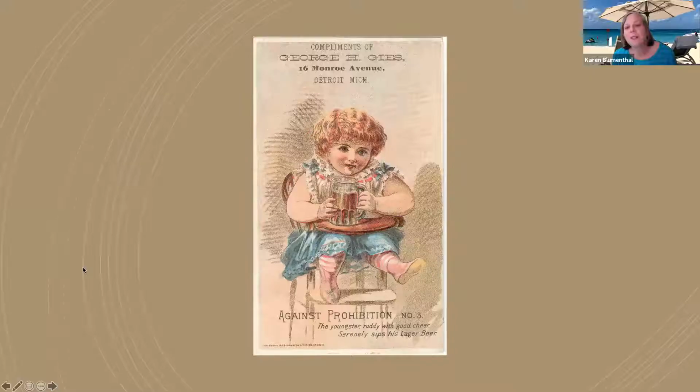But the brewers and the liquor makers fought back. And this was an ad from a beer brewer of a toddler drinking. It says, "The youngster, ruddy with good cheer, serenely sips his lager beer."